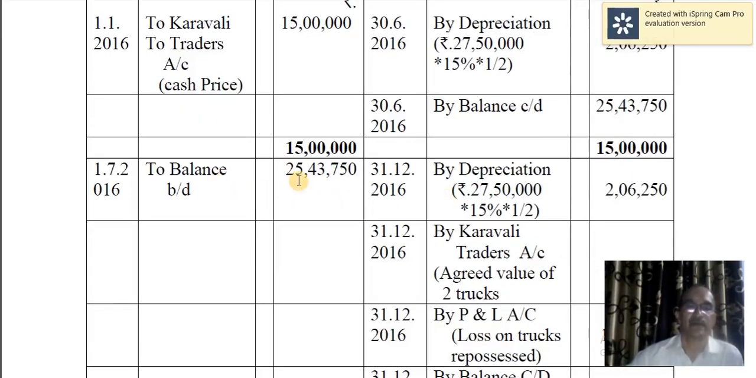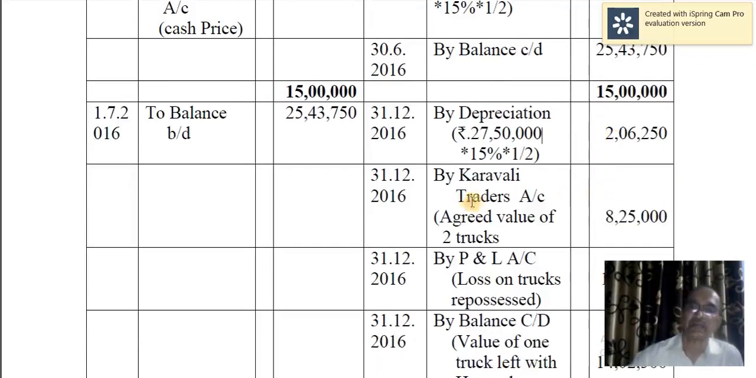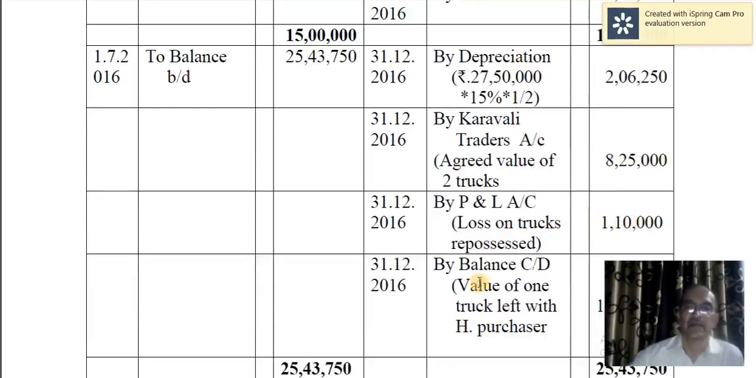Then balance brought down 25,43,750. Depreciation for the second year is this much for half year. Agreed value of 2 trucks taken over 8,25,000. Then value of 3 trucks here, it should be 3 trucks, left with the hire purchaser 14,02,500. As a result, the balancing figure is 1,10,000. This is nothing but loss. Of course, a separate working note is also provided, but it is not necessary to provide a separate working note. Automatically you will get this value, but you can have a counter check whether the value is correct or not.